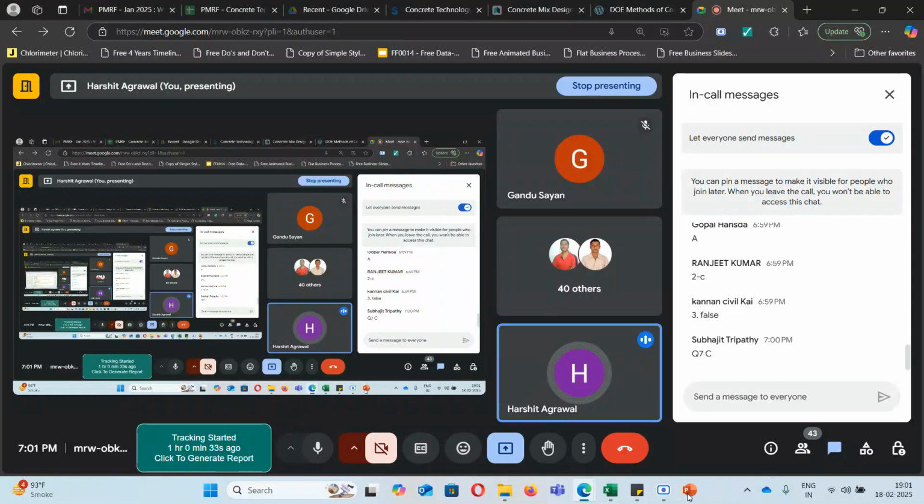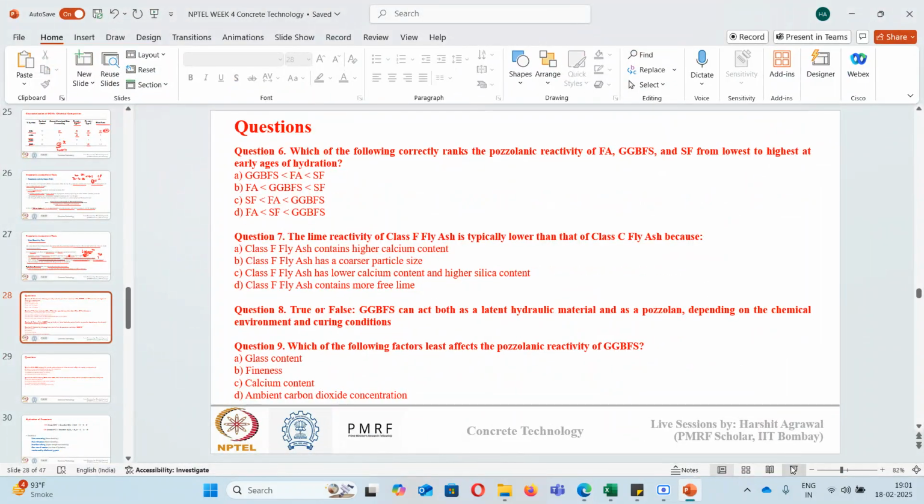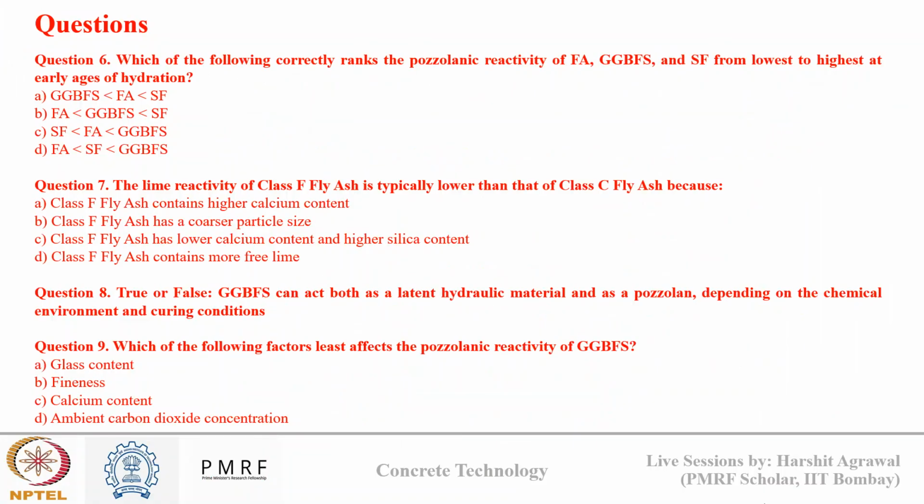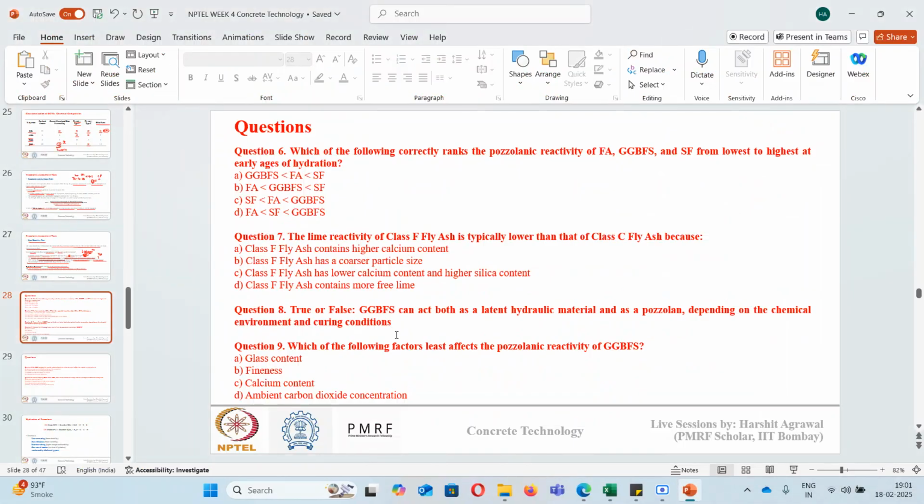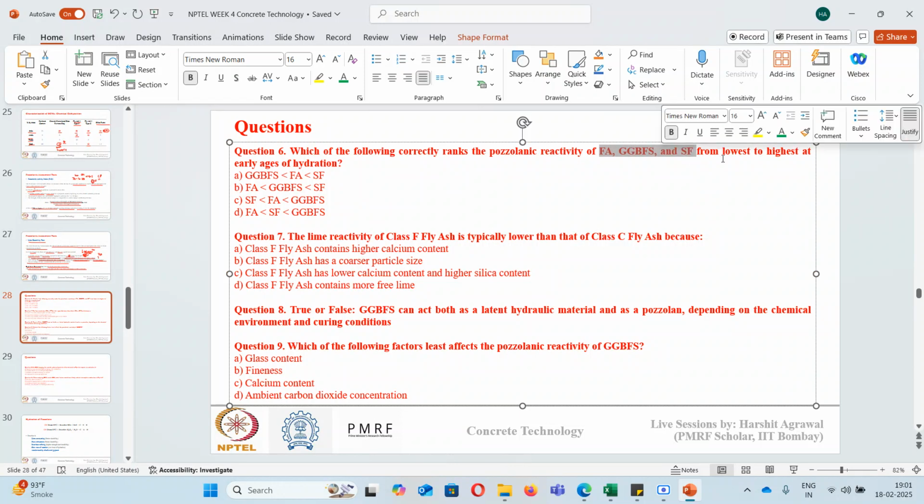Okay, so let's see the answers now for these questions. First question is, which of the following correctly ranks the pozzolanic reactivity of fly ash, slag, and silica fume from lowest to highest at early age?